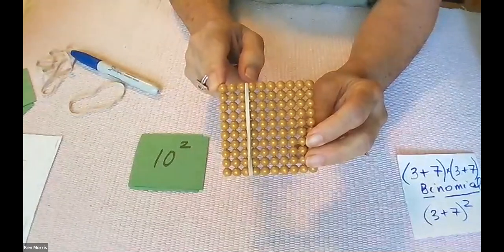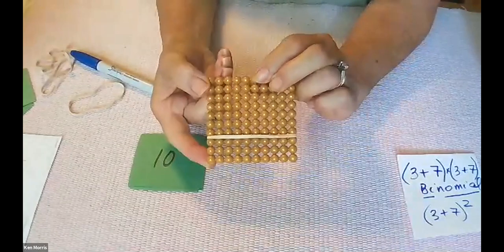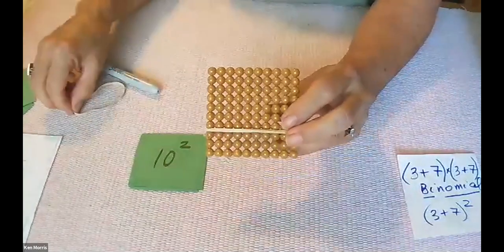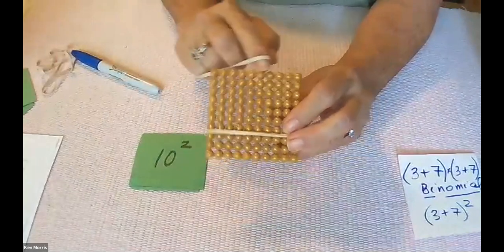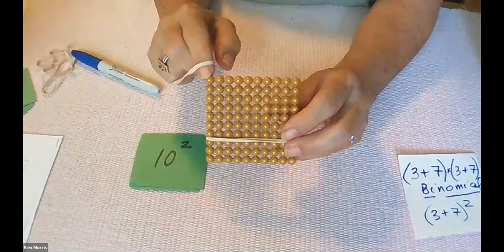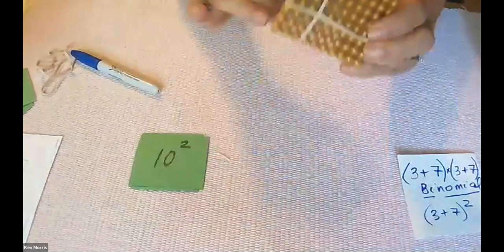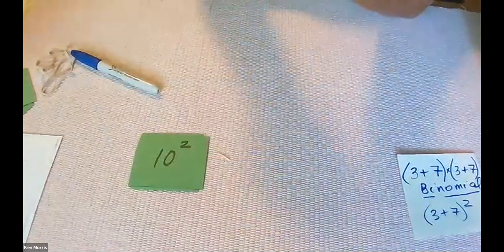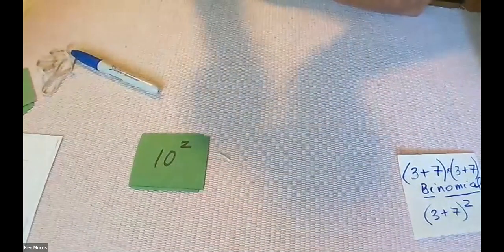Okay, so I'm then going to turn my square, get another rubber band, and I'm going to break this up now into 3 plus 7 as well. So I'm going to count over 3, and tighten my rubber band, make sure that I've got it. Hold on.